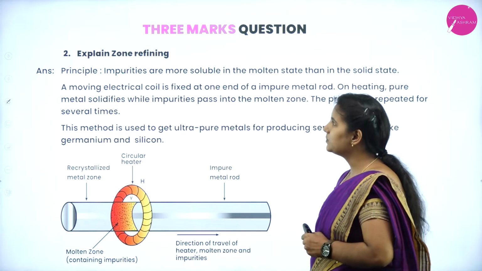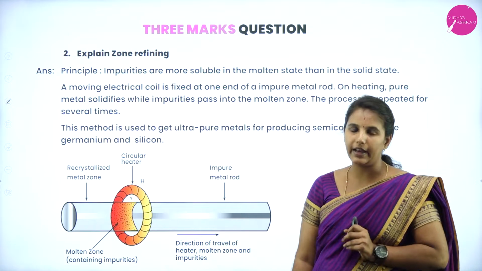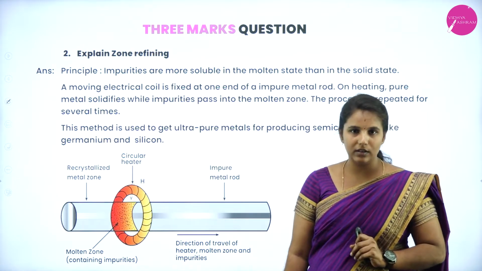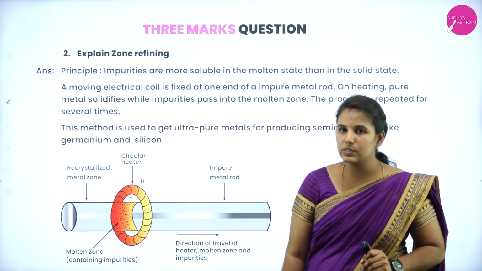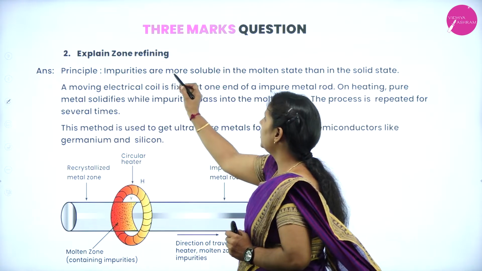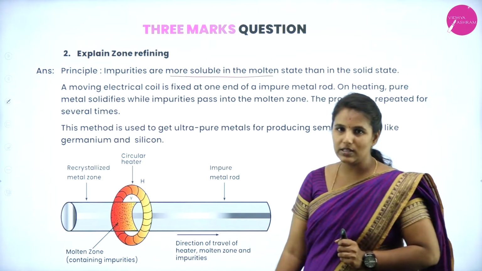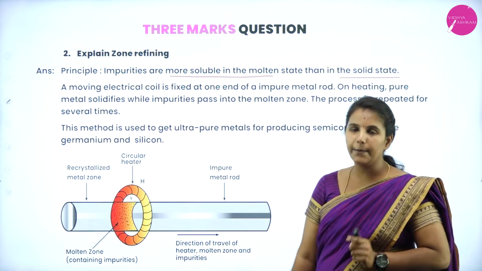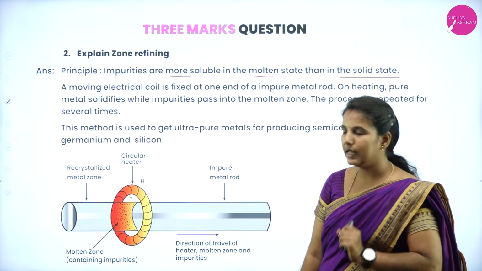Next, explain zone refining. It is a refining process of the metal, and we have one principle for this. Let's see the principle of this method. The impurities are more stable in the molten state than in the solid state. That is the main principle behind zone refining.